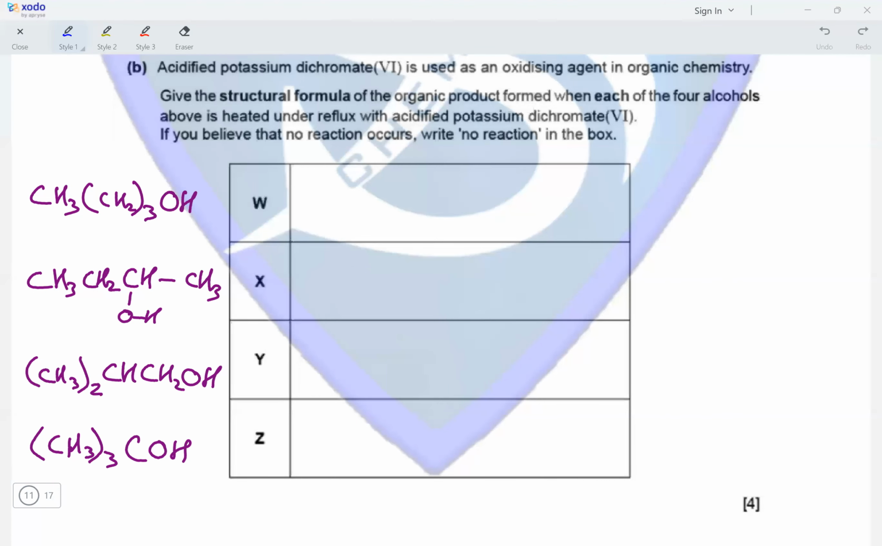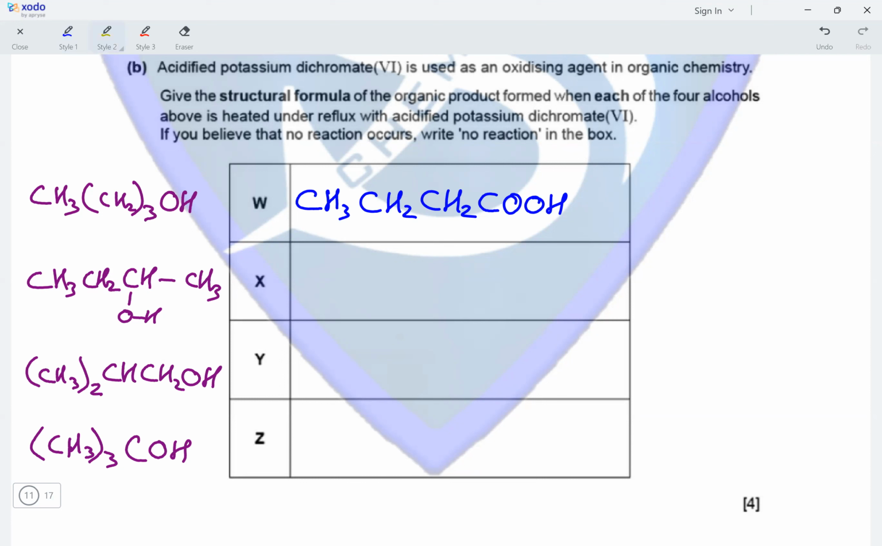So in the first case, we have a primary alcohol. So the primary alcohol will be oxidized to a carboxylic acid. So we will end up with a CH3 group followed by a CH2 group followed by a CH2 group, and then we have CH2OH which will be converted into COOH. So this is the oxidation product of alcohol W undergoing oxidation.